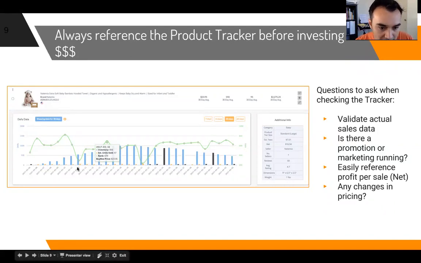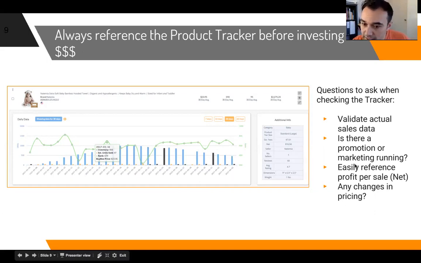So looking at this example here, you can see that these orange bars and even the black ones stay very consistent for this period of time. So whatever that average is here, I would say quite confidently, okay, this is how many sales this product gets. For me, that would verify their average sales.